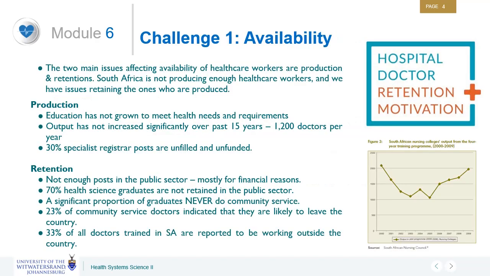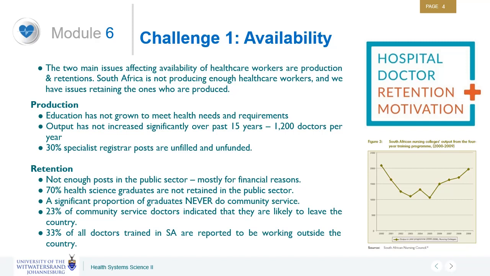When we look at the issue of availability, we can see that there are a number of challenges. And the 2 main issues that affect availability are production and retention. This is what we started off our question with at the beginning of this session. South Africa is not producing enough healthcare workers, and the ones that we are producing, we aren't able to keep.